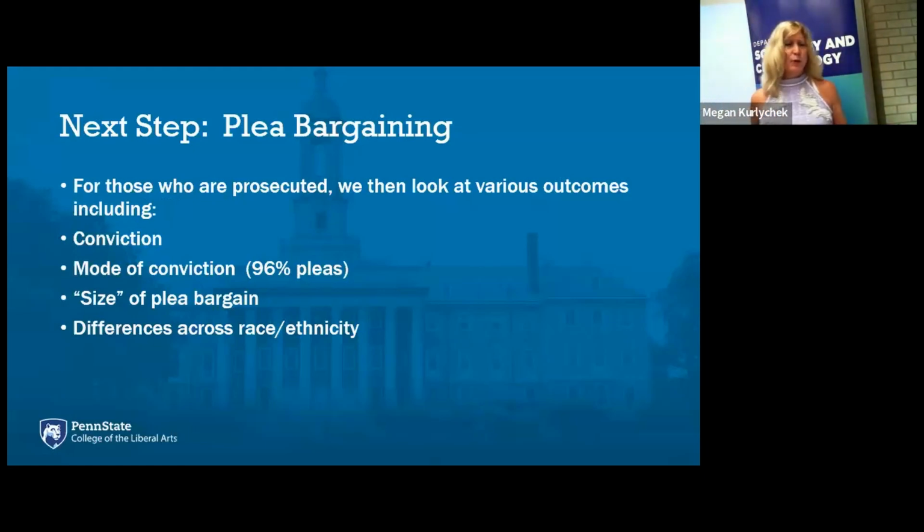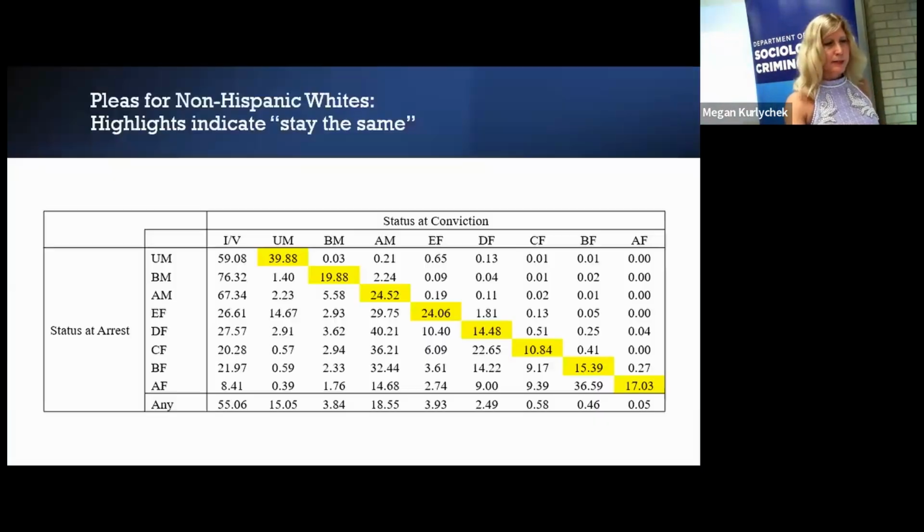We're going to control for mode of conviction, knowing it's similar to Pennsylvania. Again, 96% of the cases are plea bargains. So we're not losing much of the sample when we look at plea bargains. It's almost everybody. And we want to look at the size of the plea bargains and how they differ across race and ethnicity.